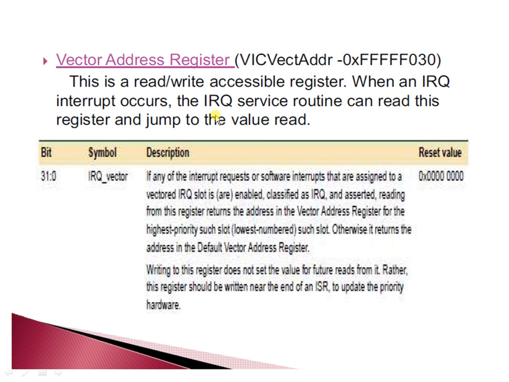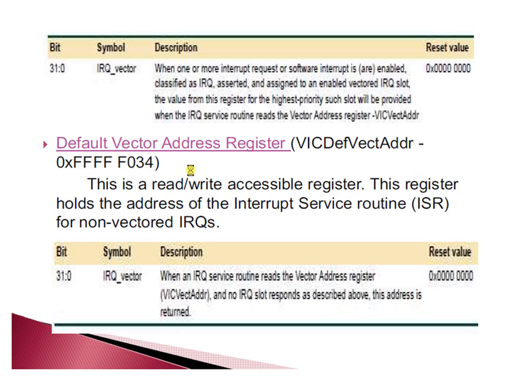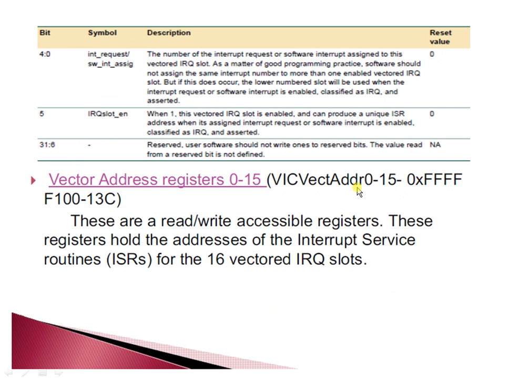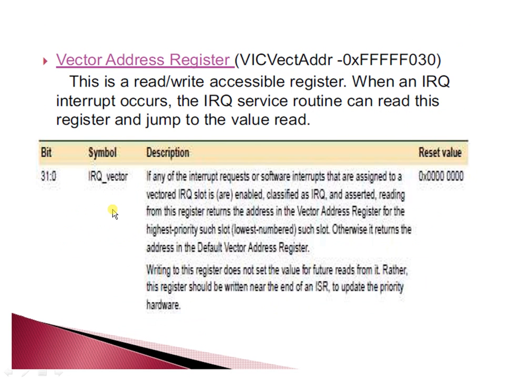Now apart from all those registers, we have one more register, that is the VIC vector address register. This register is not similar to the VIC vector address registers which we have seen under the slots. What does this register mean? If the processor is executing an ISR, then the address of that particular ISR will be in this register. Until this register holds the address of the ISR, the control remains in the same ISR. It will not come out of the ISR.